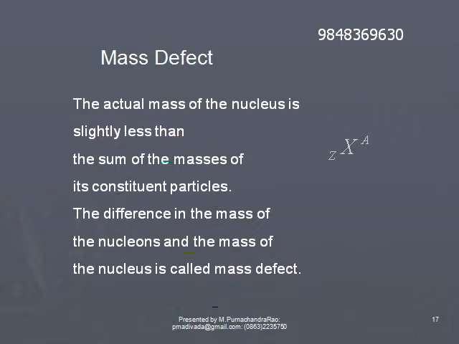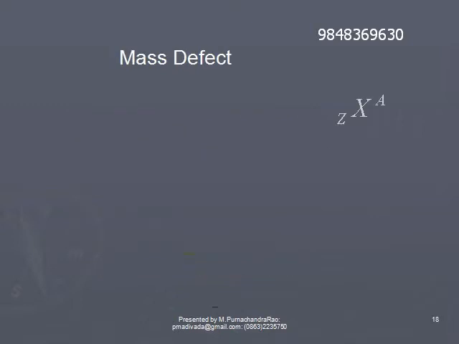So some mass disappears when these particles are formed into the nucleus. The difference in the mass of the nucleus and the mass of the nucleons is known as mass defect. The difference in mass of the independent particles and the mass of the nucleus which they form is termed as mass defect.